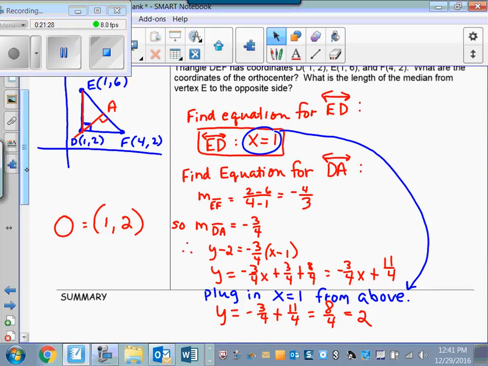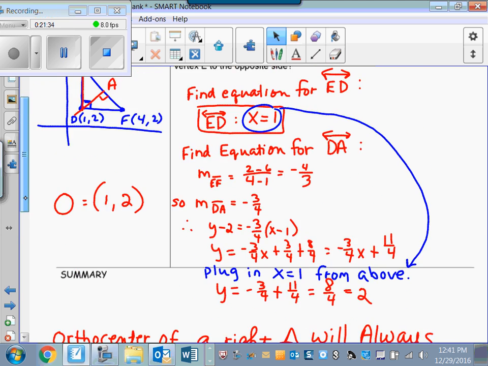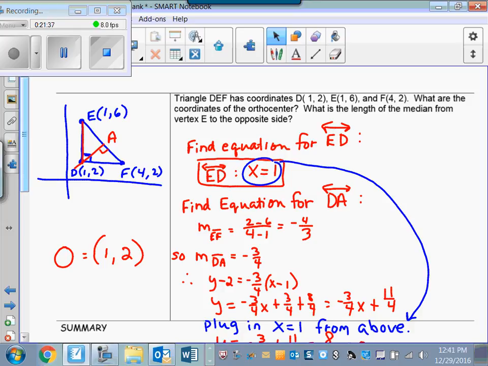And what we found here, which is fantastic to know, is that whenever I find the orthocenter of a right triangle, remember how I told you it would always be on the triangle? Well, not only will it always be on the triangle, it will always be at the vertex of the right angle. So that's the wonderful discovery that we have made here with this problem.